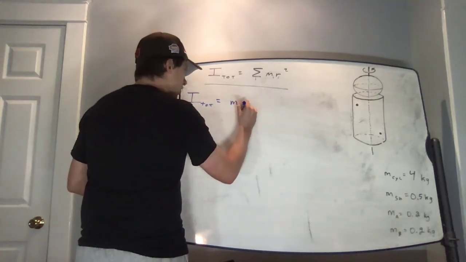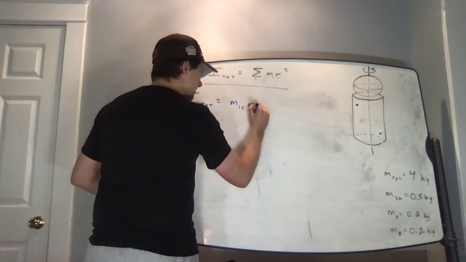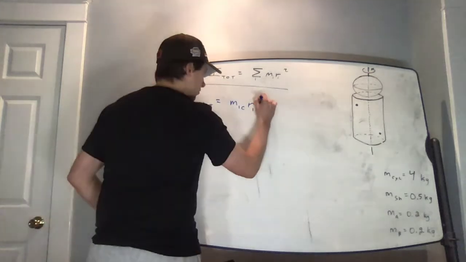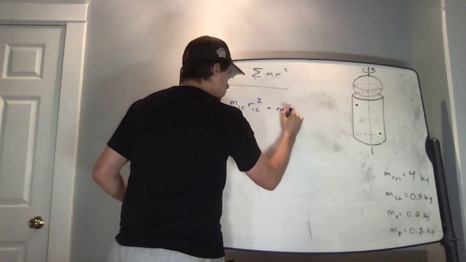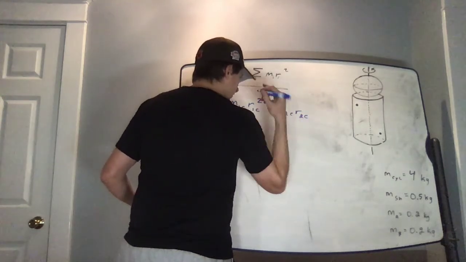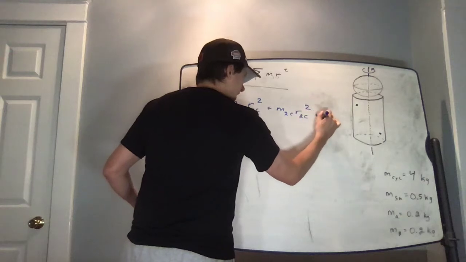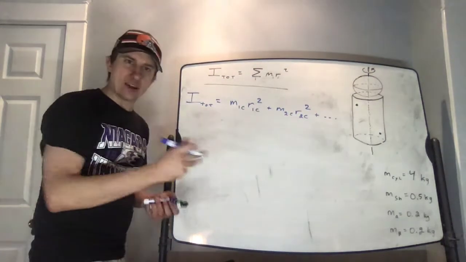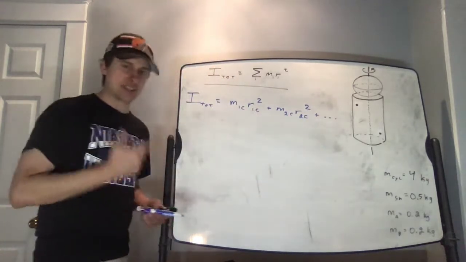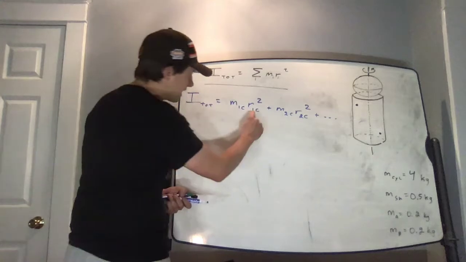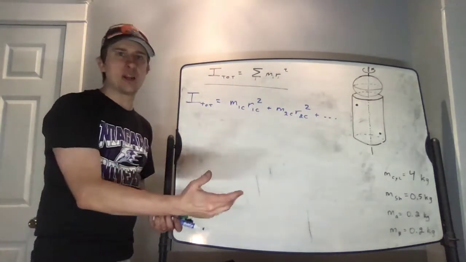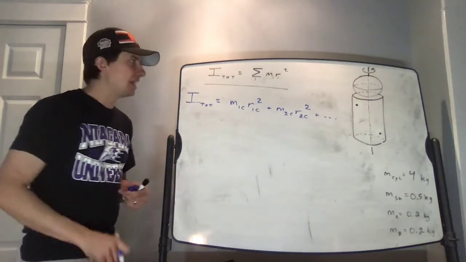Mass of atom number 1 in the cylinder, the distance of atom number 1 to the center of the axis of rotation squared, plus the mass of atom number 2 in the cylinder, the distance from atom number 2 to the center of the axis of rotation squared, and add that for every atom in the cylinder. I have a subscript 1, 2, 3, and so on, designating which atom I'm talking about, and I have a subscript C designating I'm talking about the atoms in the cylinder as opposed to the thin spherical shell.